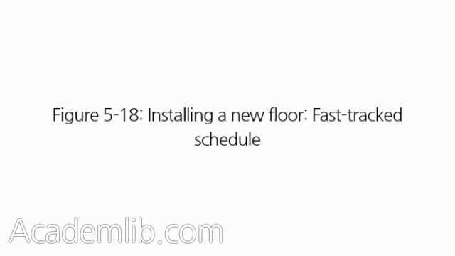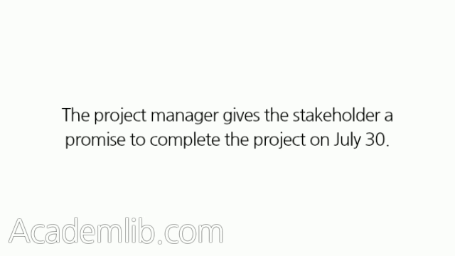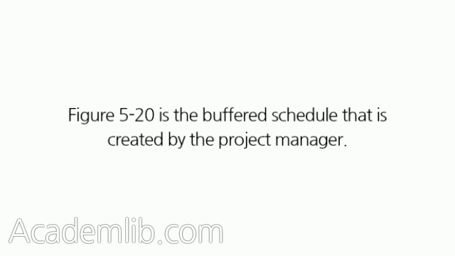Figure 5.19 shows a project with an early schedule completion date of May 30th. Figure 5.18, installing a new floor, fast-tracked schedule. Figure 5.19, schedule without contingency. The project manager gives the stakeholder a promise to complete the project on July 30th. Figure 5.20 is the buffered schedule that is created by the project manager.